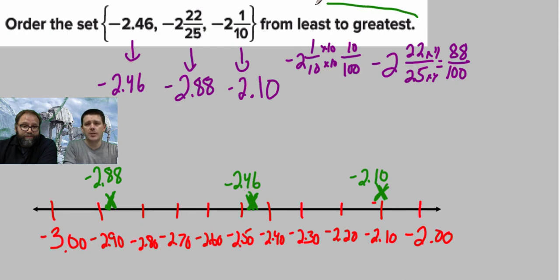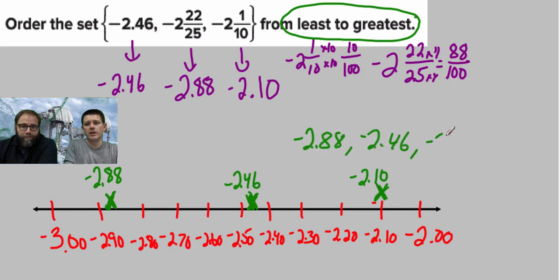And then our last step is write them from least to greatest. Remember, that's how our number line is set up. It's already in order from least to greatest. Negative 2.88, negative 2.46, and negative 2.10. And it's okay to leave them in their decimal form since we know where they came from originally. Or hopefully Mr. Romanovich is okay with that. Yeah, we'll see.